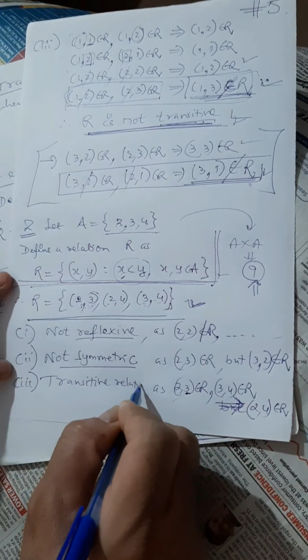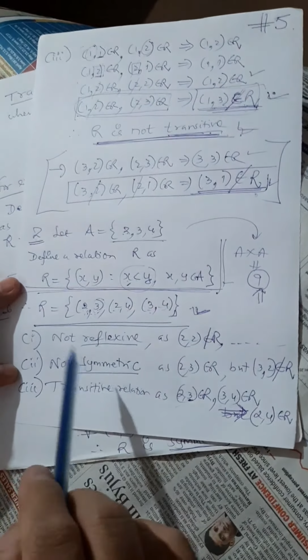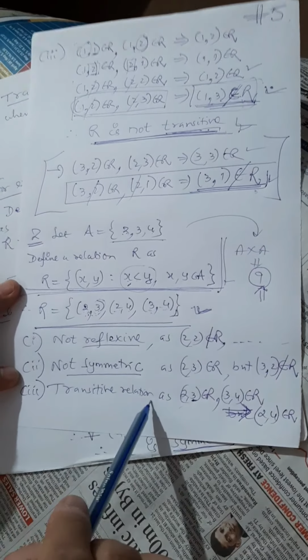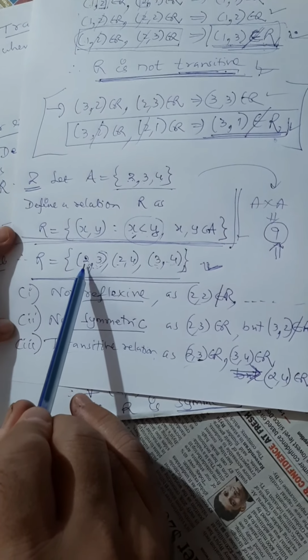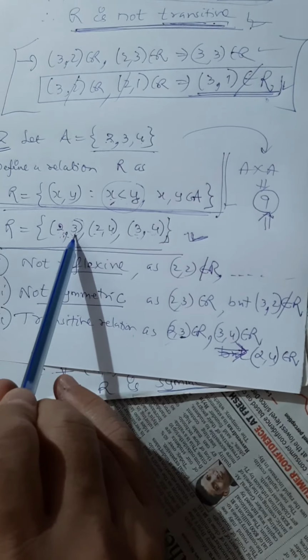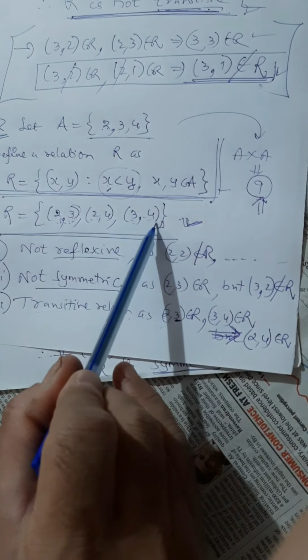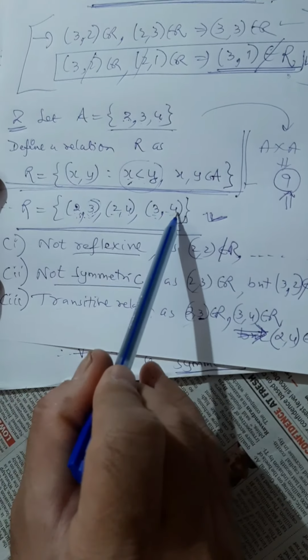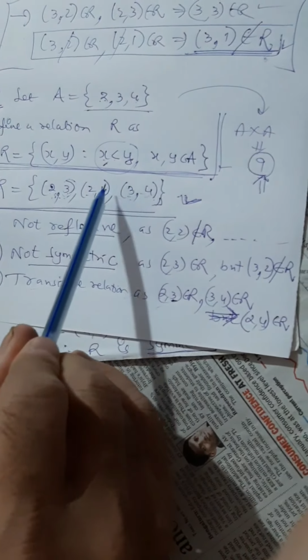Transitive relation. Reason is this. I repeat, why is it transitive? Because if I take the first ordered pair 2, 3, then find all ordered pairs having 3 at the first place. So that is this one. So 2 comma 3, 3 comma 4. Then 2 comma 4 should be there, which is there.